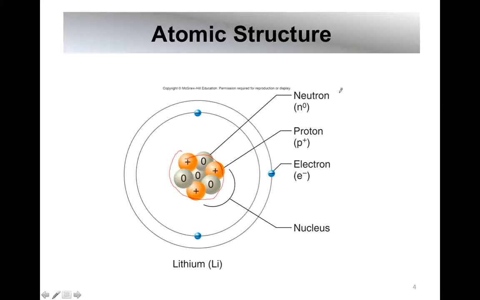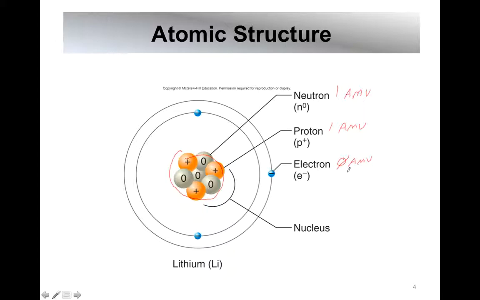Neutrons weigh 1 AMU. Okay, and AMU stands for atomic mass unit. It's just a unit of measurement that we made up, like all other units of measurement, to be able to discuss how much an atom weighs. Protons also weigh 1 AMU. Electrons, we say, weigh 0 AMU, and that's because electrons are so small that their mass really doesn't matter.